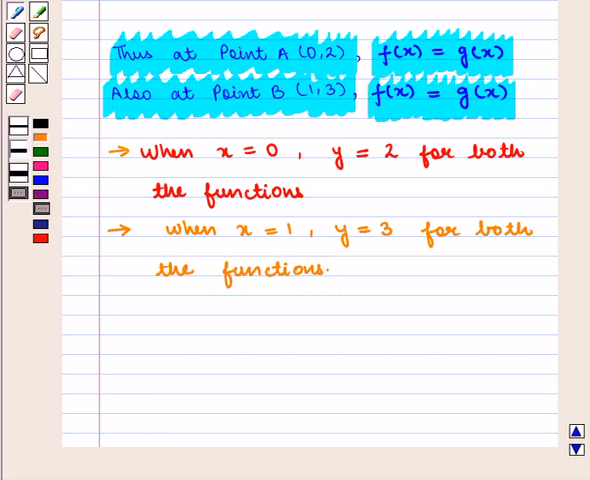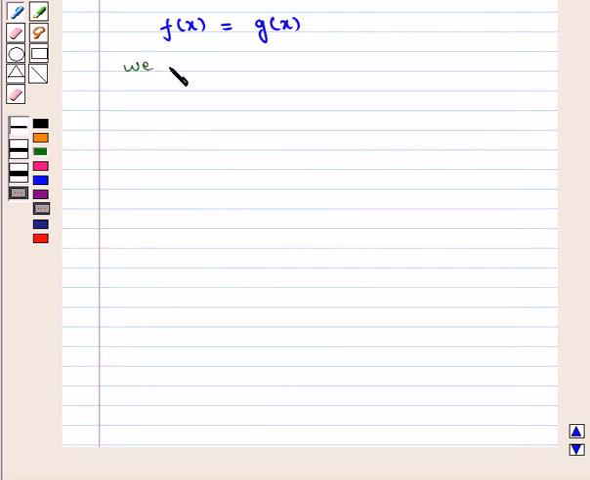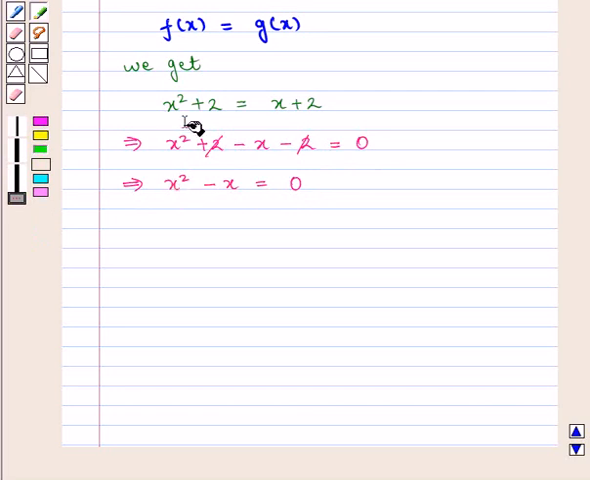Now let us put the values of f of x and g of x in the equation f of x is equal to g of x. We get f of x, that is x square plus 2, is equal to g of x, that is x plus 2, which implies that x square plus 2 minus x minus 2 is equal to 0, which further implies that x square minus x is equal to 0. That is, after simplification, we get this equation as x square minus x is equal to 0.